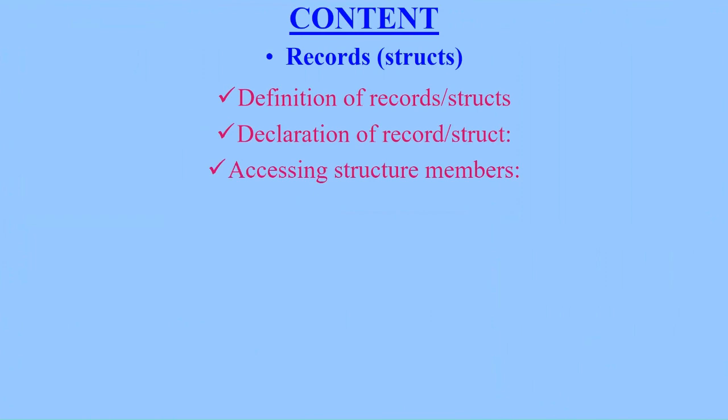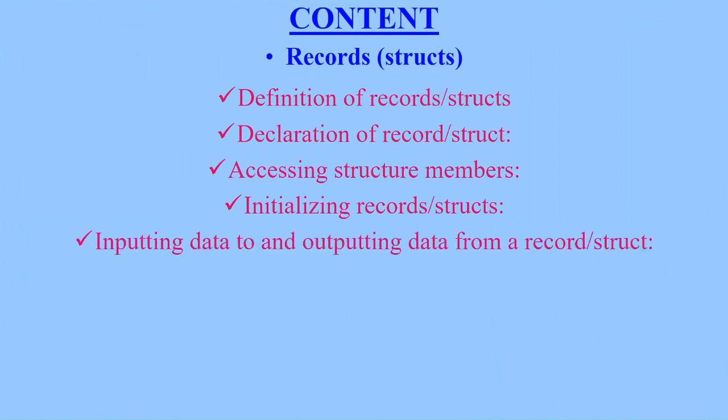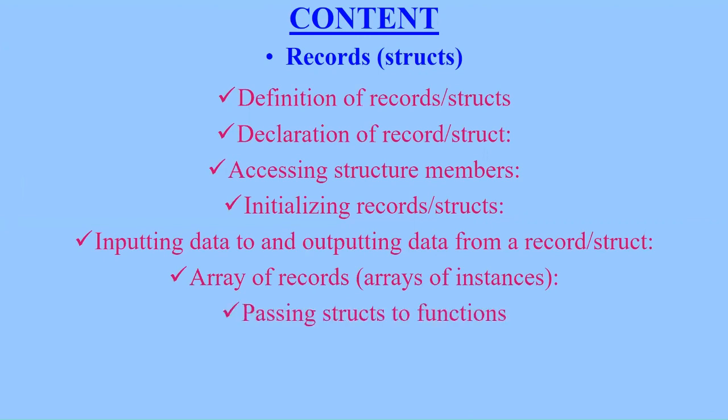In this tutorial, I'm going to look at the data structure that we call records or structs in C programming language. I'm going to look at the definition of records or structs, the declaration of records or structs, accessing structure members, initializing records or structs, inputting data to and outputting data from a record or a struct, array of records, or what we call arrays of instances. And we are also going to look at passing of structs to functions.